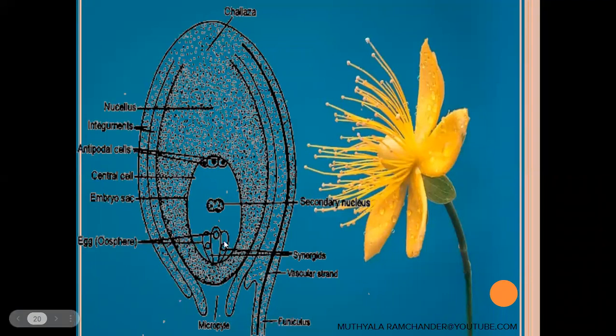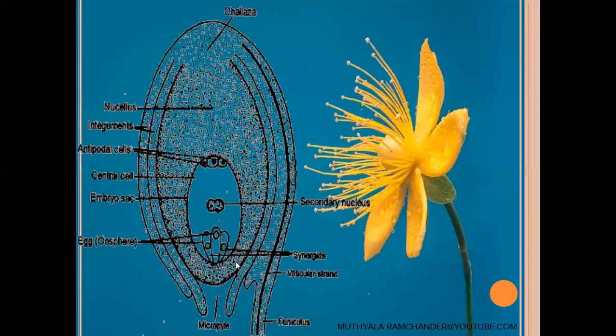One is the egg apparatus. It is present near the micropylar region of the ovule. The second is the secondary nucleus, present near the egg apparatus. The third is the antipodals. The antipodals are present toward the chalazal region of the ovule. The complete part is called the embryo sac.